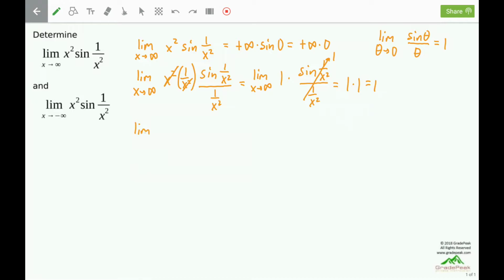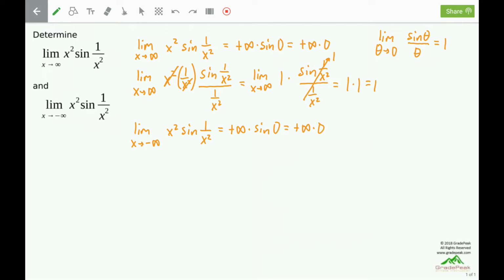Now to work out the limit as x approaches negative infinity of x squared times sine of 1 over x squared. The first thing to do is plug a negative infinity in for each of the x's. Negative infinity squared is positive infinity times the sine of, and 1 over x squared will go to 0 as x approaches negative infinity, so sine of 0. The sine of 0 is 0, giving positive infinity times 0. We have the infinity times 0 indeterminate form here. We will need to rework this.